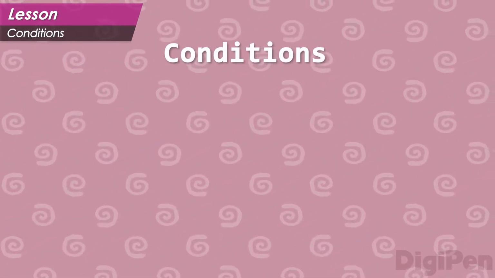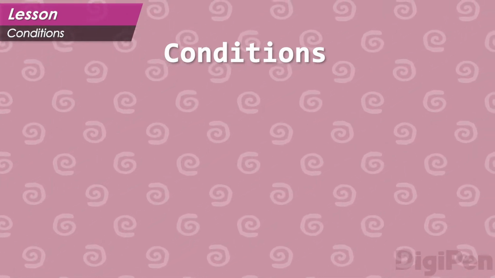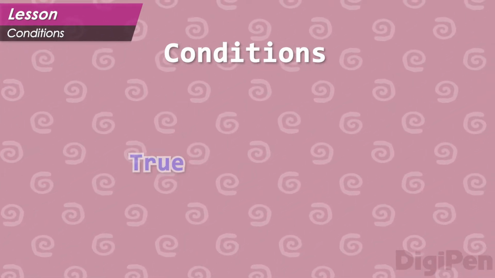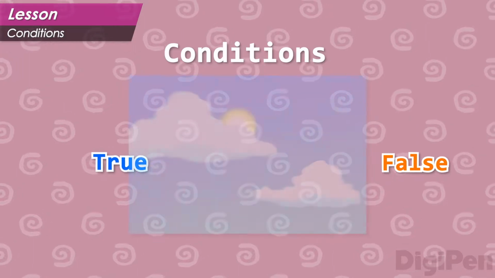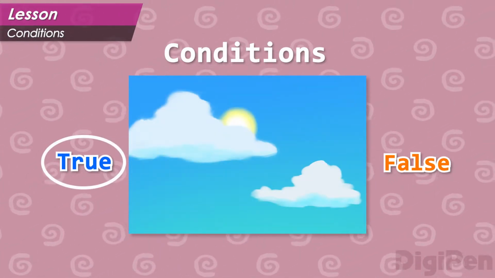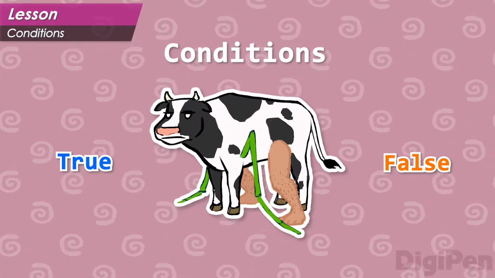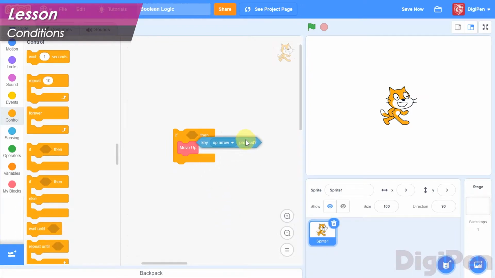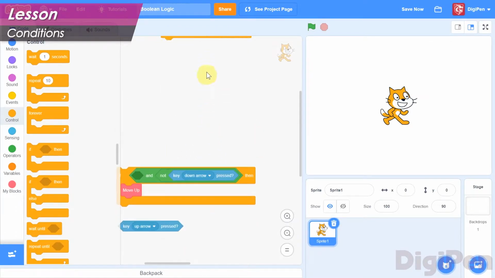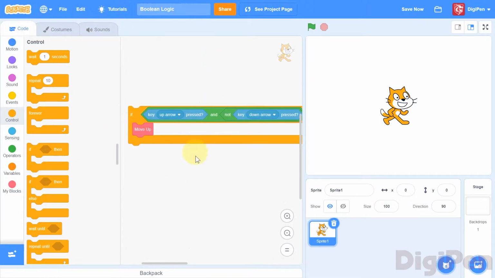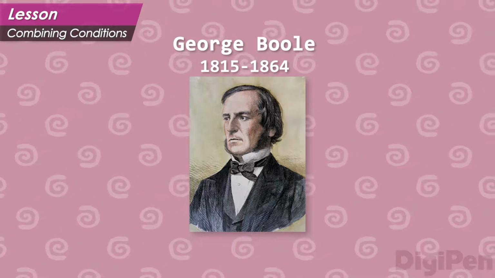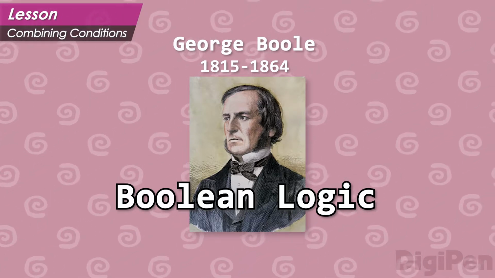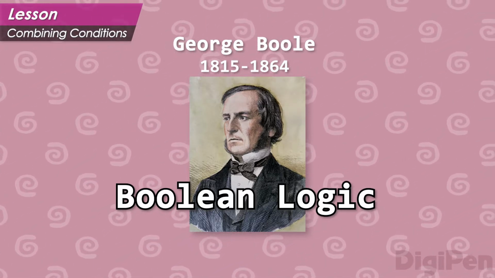Let's talk about conditions. Here's a quick refresher in case you've forgotten what we mean by that. A condition is a statement that can only be either true or false. For example, the sky is blue is a condition that is true. Cows have 8 legs is a condition that is false. We've already been using conditions with if-then blocks in Scratch, but we can also combine them in different ways. Combining conditions is a part of what is called Boolean Logic, named after English mathematician George Boole. This is what we will focus on now.